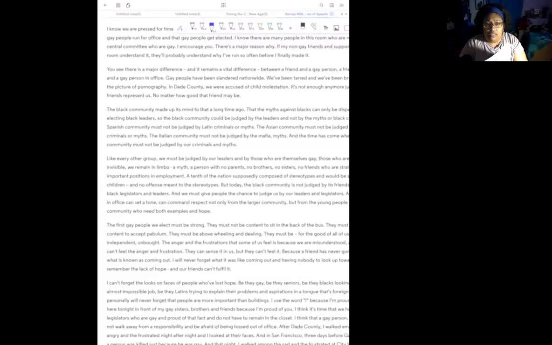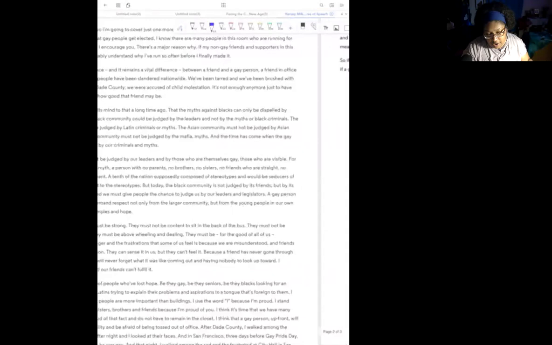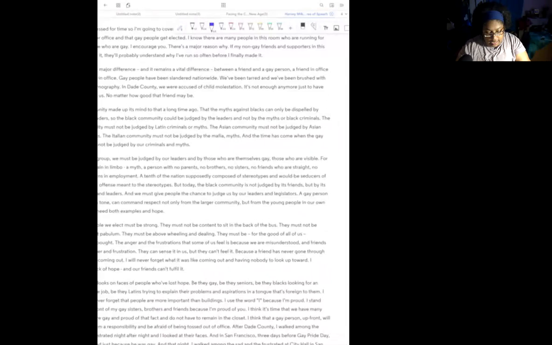All right, so he's continued to build up the reasoning here on the second paragraph on the second page. He says, the major difference, and it remains a vital difference, between a friend and a gay person, a friend in office and a gay person in office. Gay people have been slandered nationwide. We've been tarred and we've been brushed with the picture of pornography. In Dade County, we were accused of child molestation. It's not enough anymore just to have friends represent us, no matter how good that friend may be.